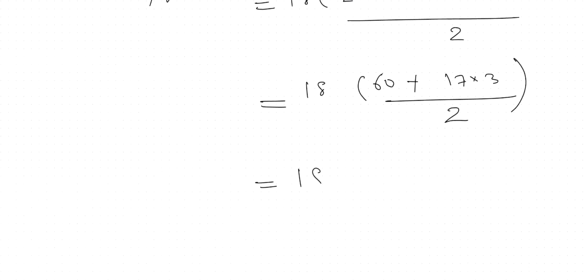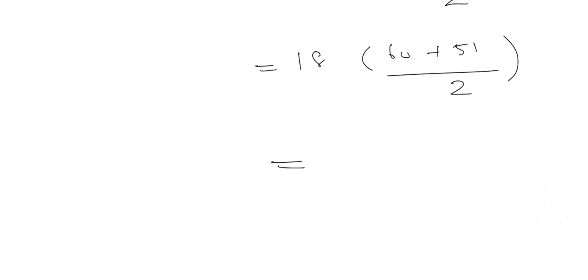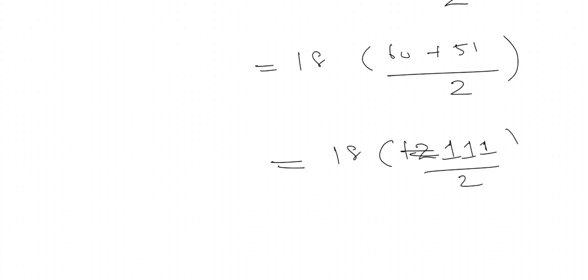60 plus 51 upon 2, this is what we get. Now, what really is 60 plus 51? This is going to be not 121, 111, by 2. And therefore, this is going to be 55.5. Incidentally, I got this answer, but I don't intend this. So have a look at the usage of this formula.